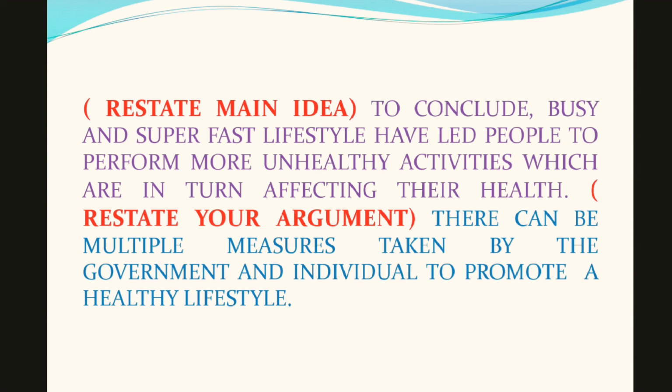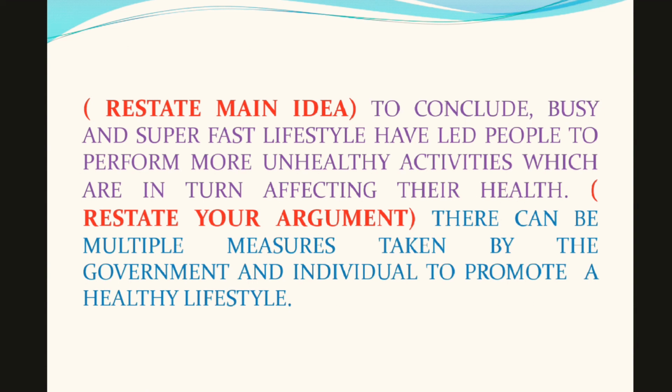Okay, now let's read the restate your argument. There can be multiple measures taken by the government and individuals to promote a healthy lifestyle. Okay, so this is my argument, and this is actually a solution, right? They have asked for the solution, that what are the things that you can suggest that can change this kind of behavior. So in my argument, I suggested that there can be multiple measures taken by the government and individuals to promote a healthy lifestyle. I just rephrased my argument from body paragraphs 1 and 2 and wrapped it up in one sentence and introduced it over here, right?